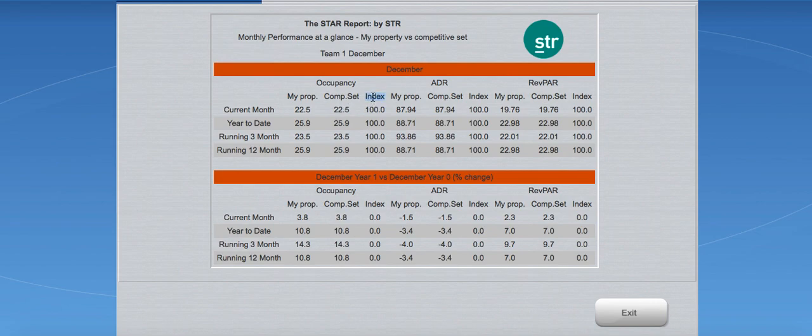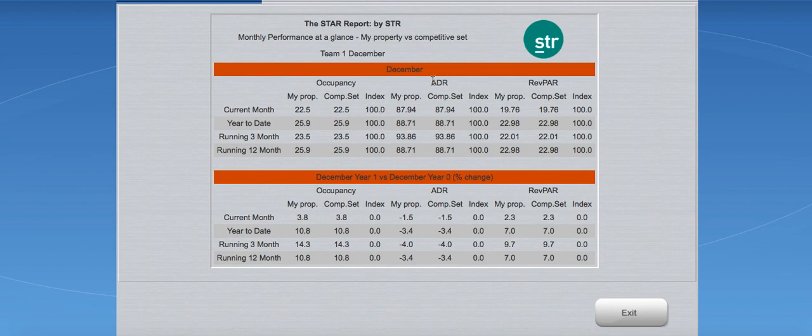Then the final number, the index, will also change. As you can see here, 100 is essentially a neutral score. That means that you are doing exactly the same as your competitors. If you go lower than 100, it means that you're doing worse than your competitors. You're underperforming against them. If you get a score over 100, it means you're doing better and you're outperforming your competitors. So we really want to see those index scores over 100.